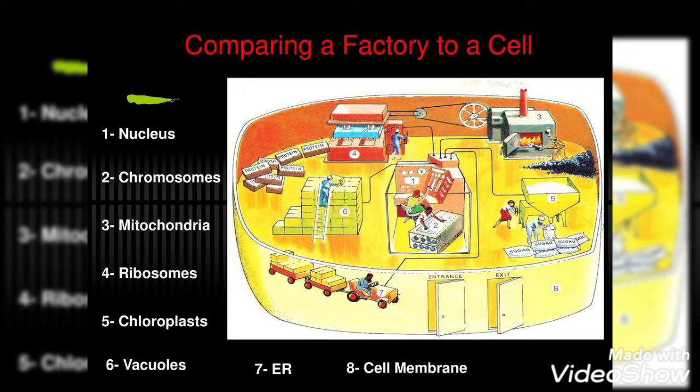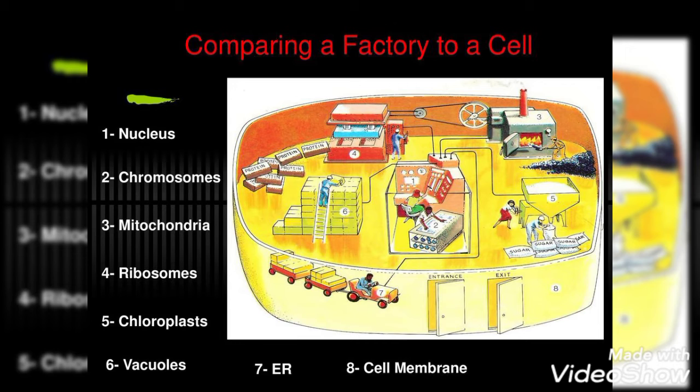Okay, so number 4, the answer is the ribosome. So as you can see, what is produced in the number 4 is protein. And we all know that ribosome produces the protein needed by the cell.